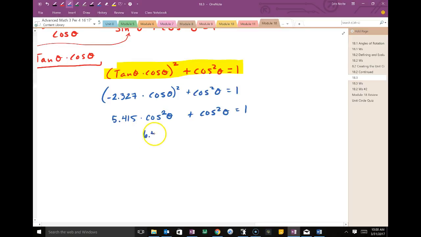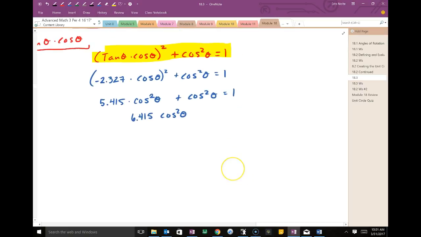Go ahead, Jade. Why is the theta squared 2? Because it's just a cosine, so it's like a cosine of theta. If I square it, I have 2 cosines. I know what you're saying. This is kind of what you missed yesterday, or whatever day that was.